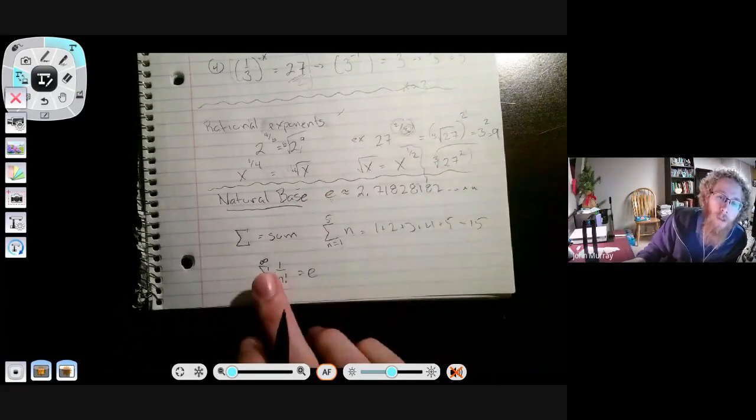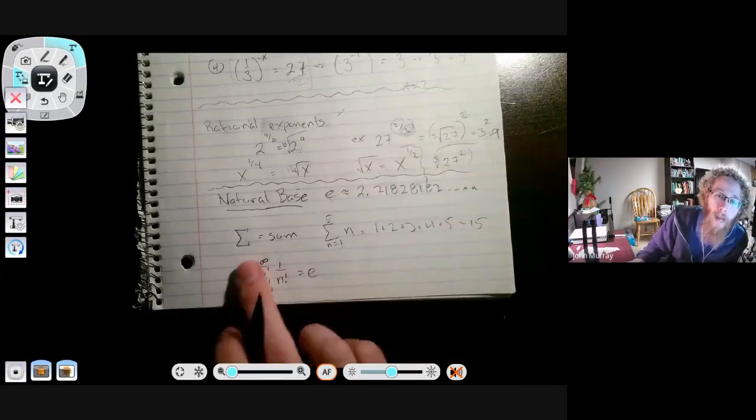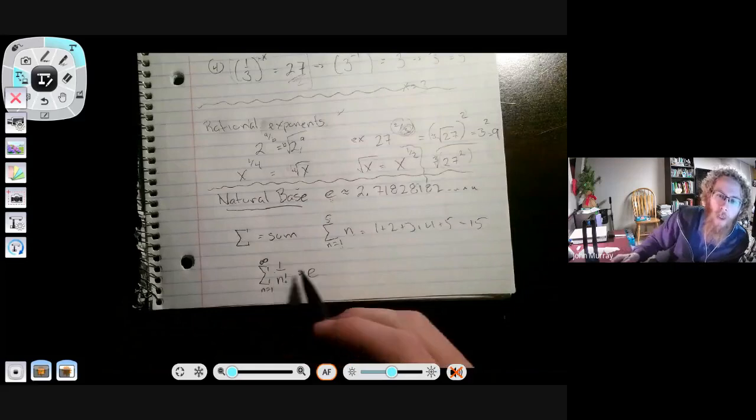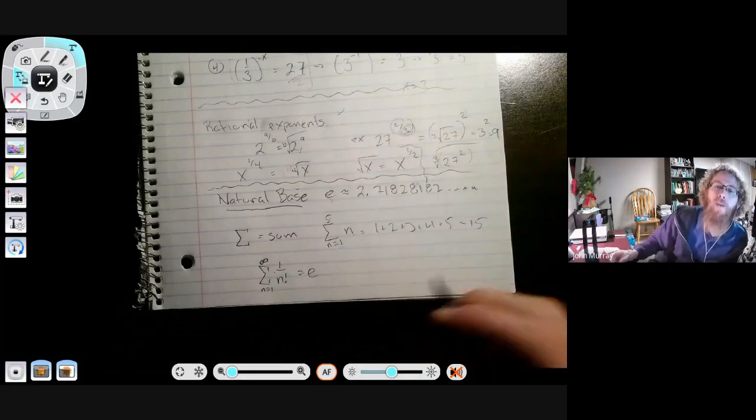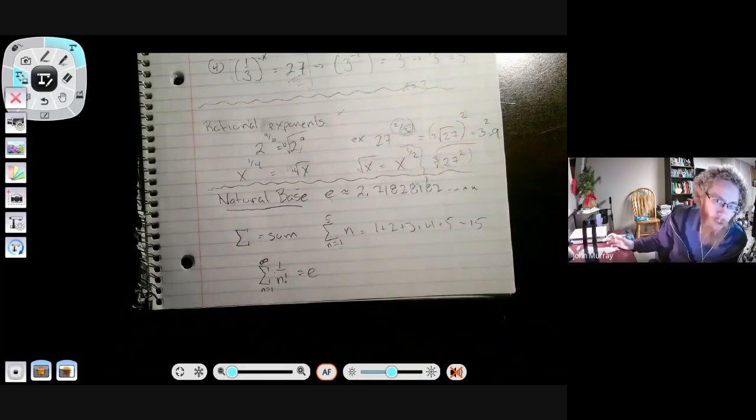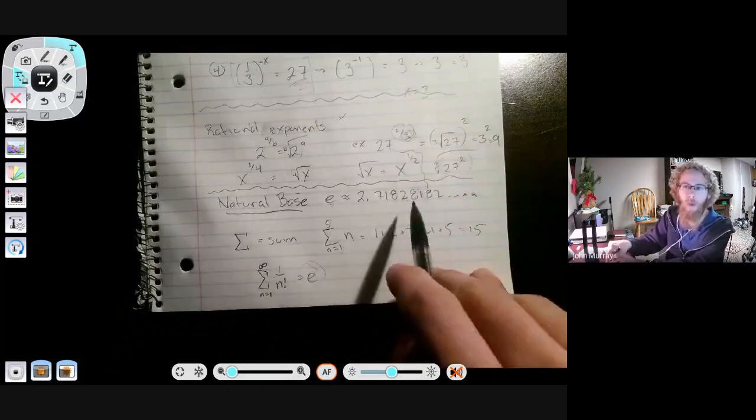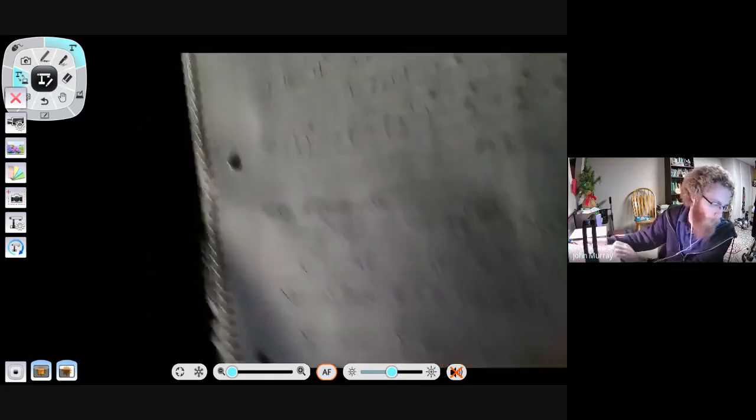And I think it's really cool because, like I said, we're adding up an infinite amount of numbers. So this never stops. I'm adding 1 plus 1/2 plus, it goes on forever. But that does something we call converging to our natural base e, which is, again, 2.71828, and so on and so forth.